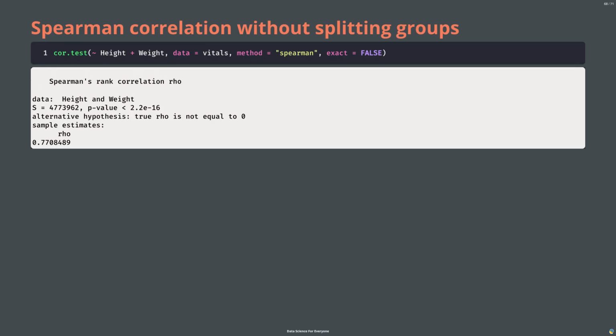To run the Spearman's correlation test, we use the cor.test function with a formula like tilde height plus weight. Set exact equals to false to turn off warnings about tied ranks. Specify the method as Spearman and include the dataset. The output gives us a test statistic called S based on differences in ranks, a p-value showing whether the correlation is statistically significant, which it is, and a Spearman's rho, which is the correlation coefficient. In our case, it is 0.77.